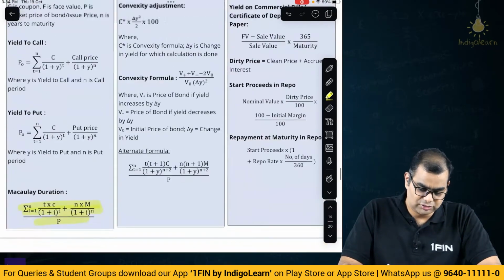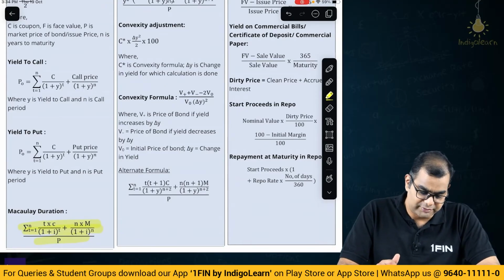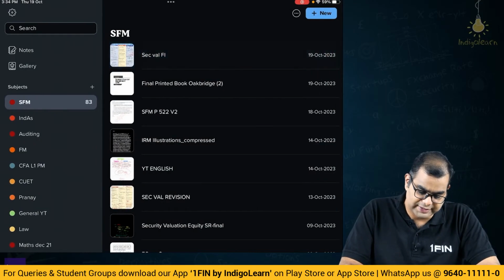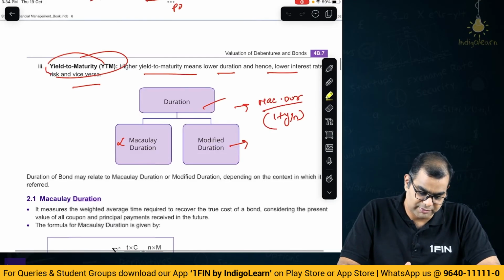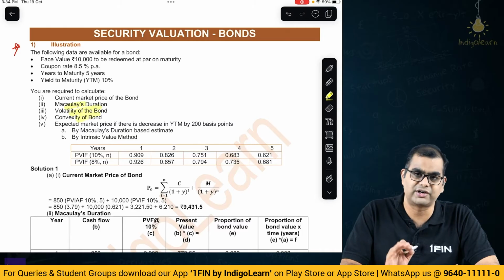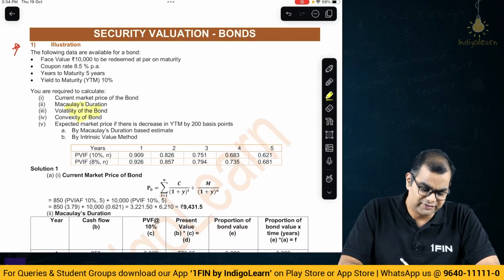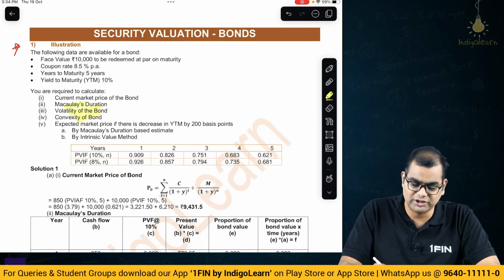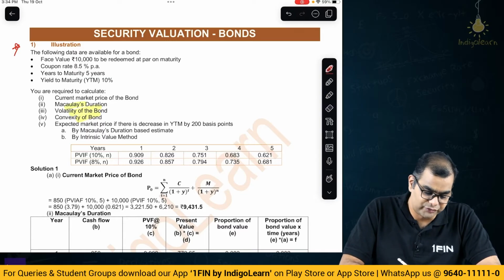Okay, now let me show a problem to you, and then you will understand this much better. Let us look at the very first problem. This has a bunch of other things. We will ignore those: Macaulay duration, volatility, convexity, all of that will come later. Or even we can see Macaulay duration but not modified, but not the other aspects. We will come to the other aspects. Let us look at this simple problem.